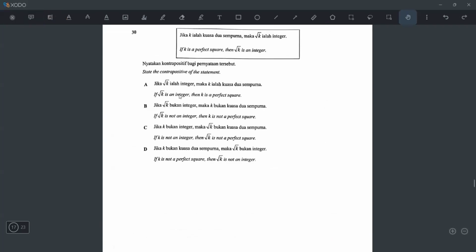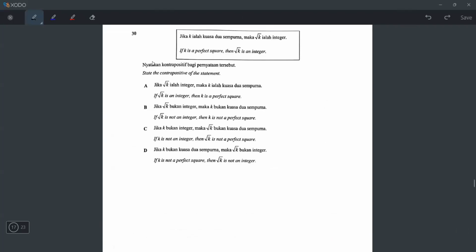Yeah. Okay, this is also one of the questions that students don't memorize. So let's do it together. If K is a perfect square, then the square root of K is an integer. Can you see this is an implication? What is implication? Forgot already. So this is which chapter? First of all, this is under the Form 4 chapter, I believe. It's called logical reasoning.